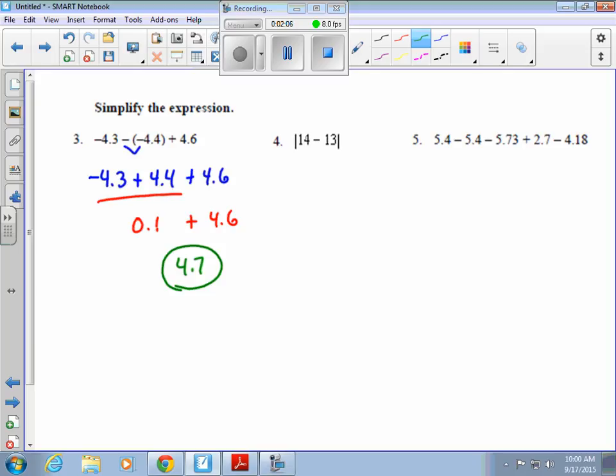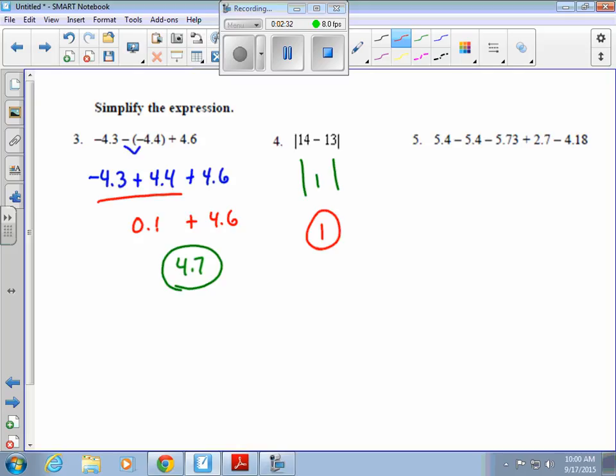The absolute value of 14 minus 13, remember, it acts like a grouping symbol, or like a set of parentheses. Do 14 minus 13 first and get 1. Then it's talking about the absolute value of that. Remember, that means how far away is it from 0, which is 1. Absolute value will never come out to be negative 1.